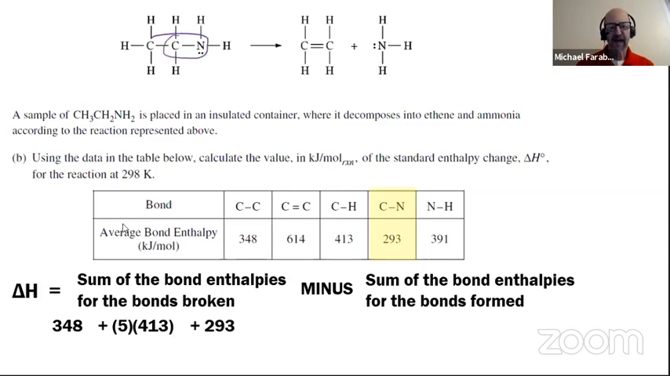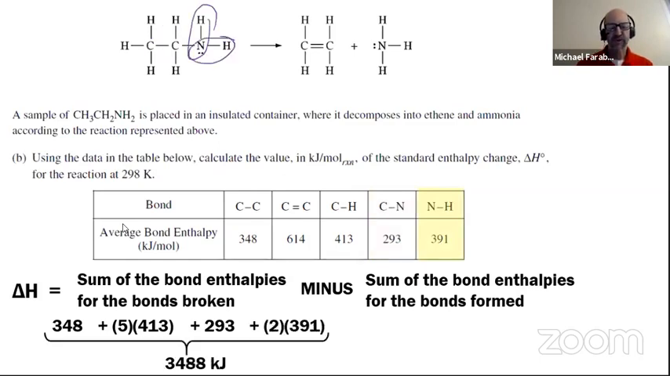And then finally, I have a nitrogen-hydrogen bond. Looks like I have 2 of those in the structure. So if I do all of this math, I get 3,488 kilojoules. That is a positive number. I have not done the bonds formed yet. I'm coming up on that, but I've done all the bonds broken.